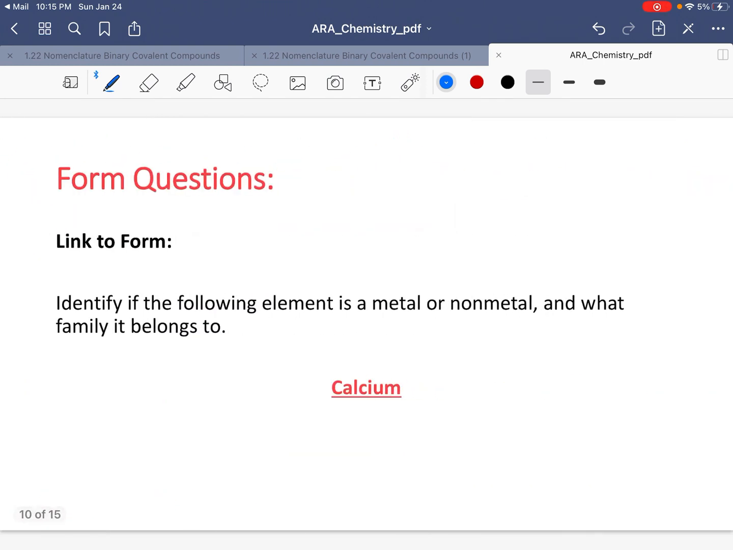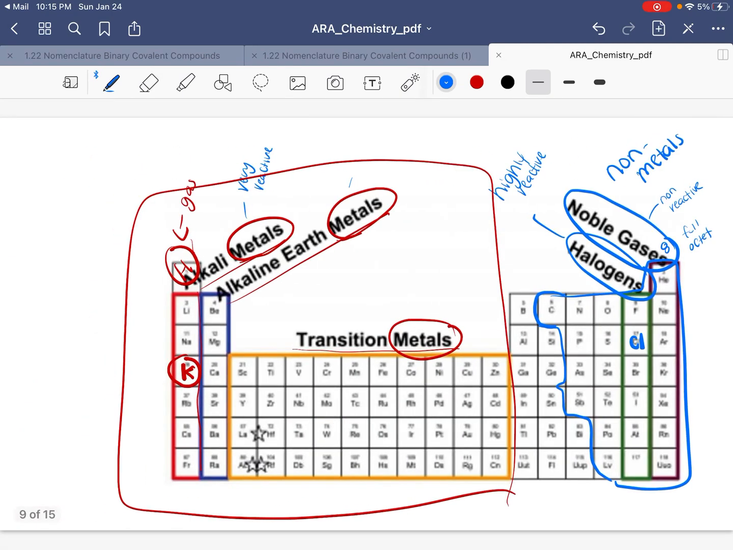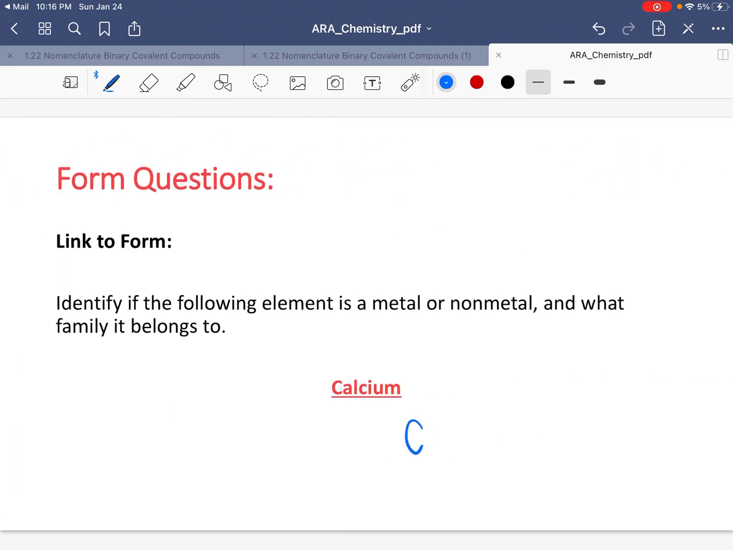group. So for your form questions for this one, you're going to identify if the following element is a metal or non-metal and what family it belongs to. So the element that you'll be looking for is calcium, and the symbol for calcium on the periodic table will be Ca.